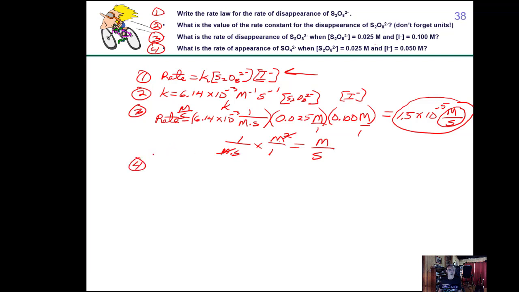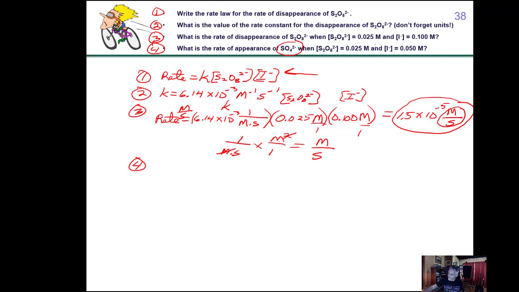Let's talk about question 4, which is a much more difficult problem. It says, what is the rate of appearance of sulfate? That's a product in our reaction, when peroxydisulfate is 0.025 and iodine is 0.050. In order to do this problem, we need to figure out the rate of disappearance of peroxydisulfate, and then we need to use the coefficients and the relative rates of the different components of the reaction. So let's go ahead and solve that problem.